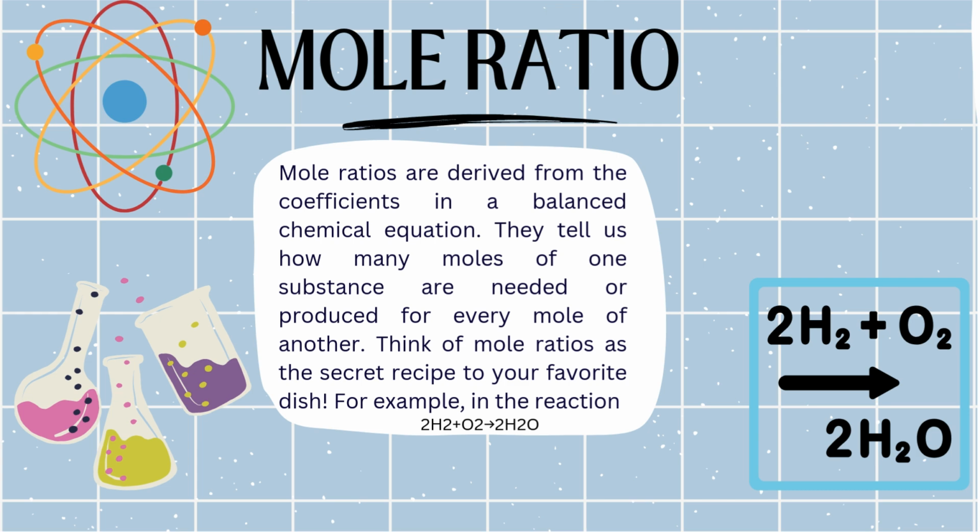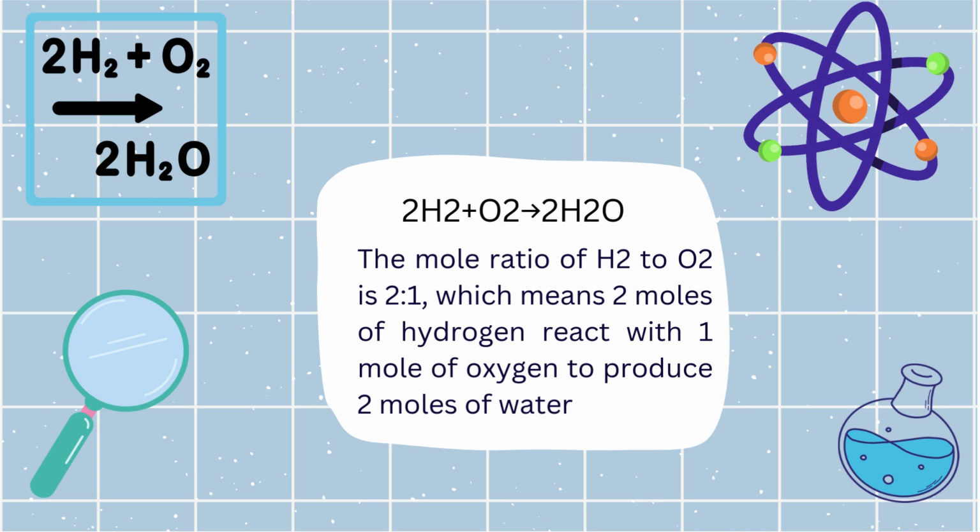Mole ratios. Mole ratios are derived from the coefficients in a balanced chemical equation. They tell us how many moles of one substance are needed or produced for every mole of another. Think of mole ratios as the secret recipe to your favorite dish. For example, in the reaction 2H2 plus O2 to 2H2O, the mole ratio of H2 to O2 is 2 to 1, which means 2 moles of hydrogen react with 1 mole of oxygen to produce 2 moles of water.